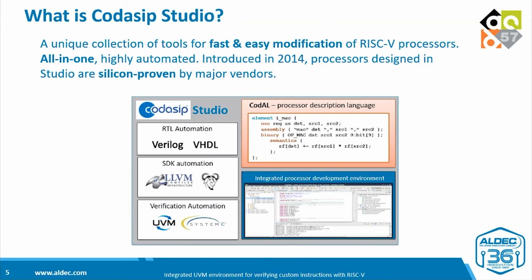So what is Codasip Studio? It's a collection of tools for processor design or for the fast and easy modification of Codasip's RISC-V processors. It's an all-in-one set of tools, highly automated, and has been around since 2014. Processors designed in Studio have been silicon proven by major semiconductor vendors.